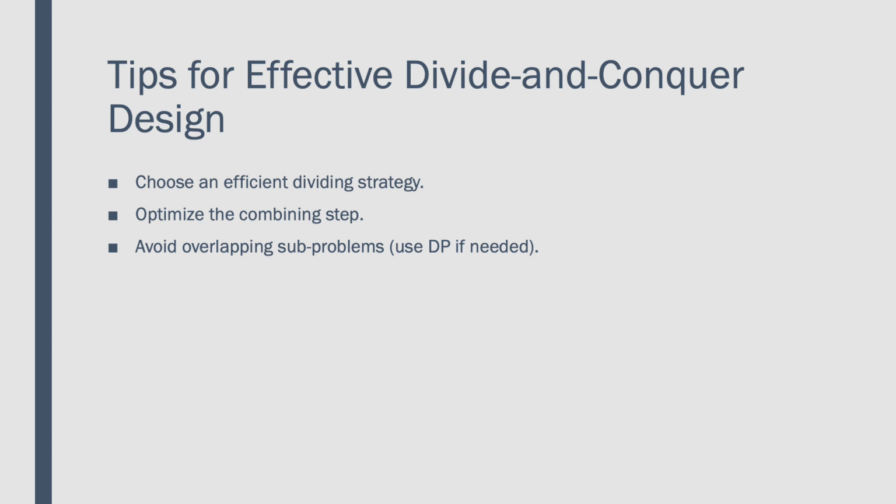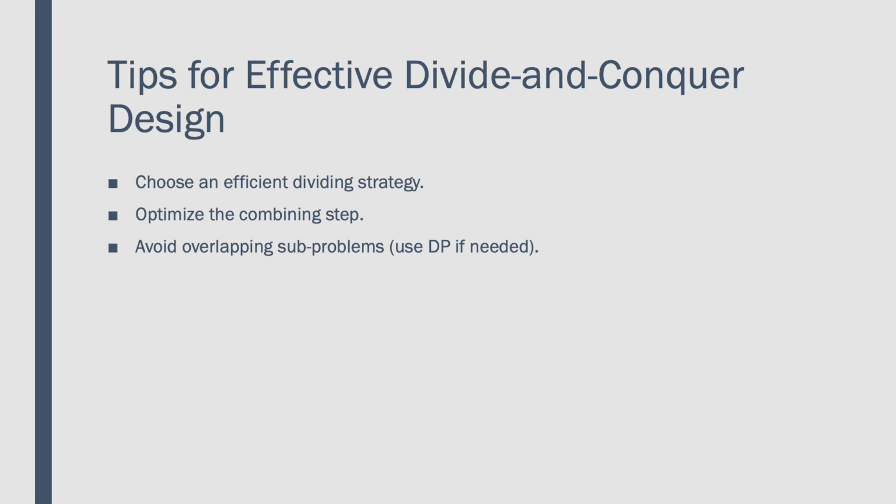Now we can have some tips to make it better, for effective divide and conquer design. So the best practices are like we can choose an efficient dividing strategy first. The way a problem is divided directly impacts the performance, so we have to be cautious to choose the efficient dividing strategy. Then we can optimize the combining step. The efficiency of merging results affects the overall performance, so we can minimize the cost of recombining solutions by using efficient merging techniques.